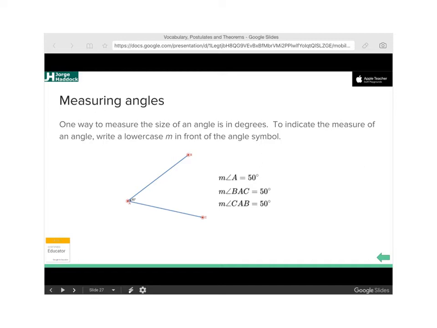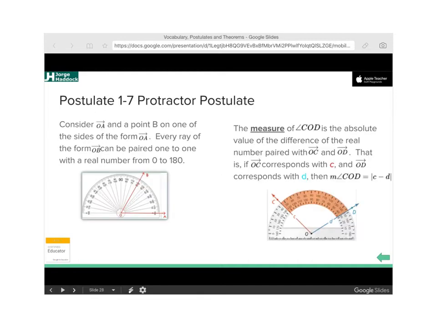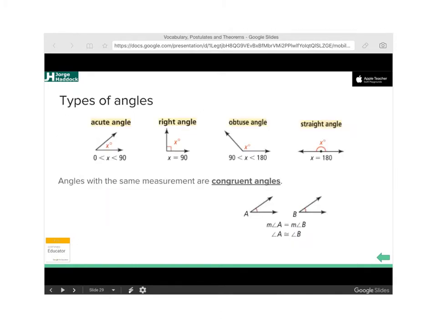There are four types of angles. We're going to go back to this later on. An acute angle is an angle that measures between 0 and 90. A right angle has a measure of 90 degrees, an obtuse angle is between 90 and 180, and a straight angle is one that measures 180. Angles with the same measure are congruent angles, as you can see right here.